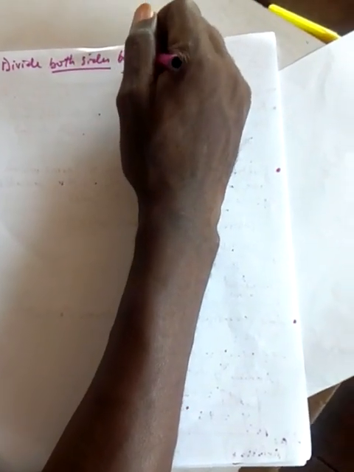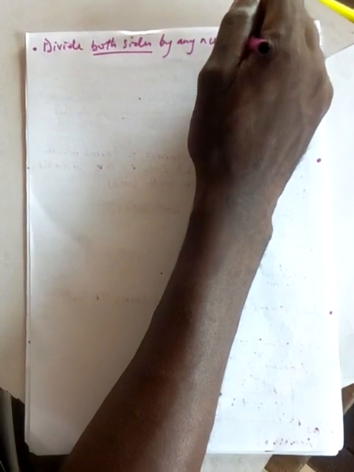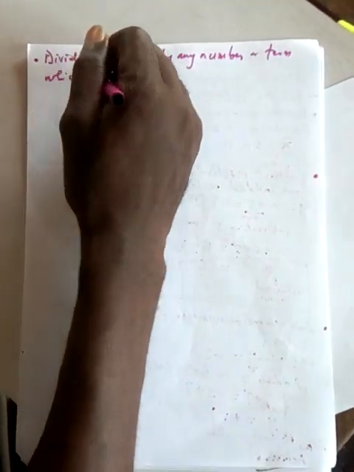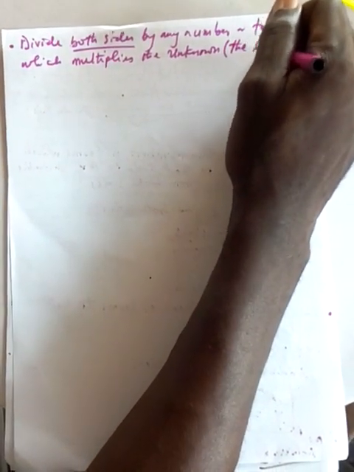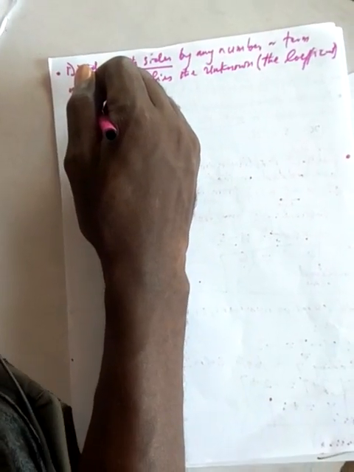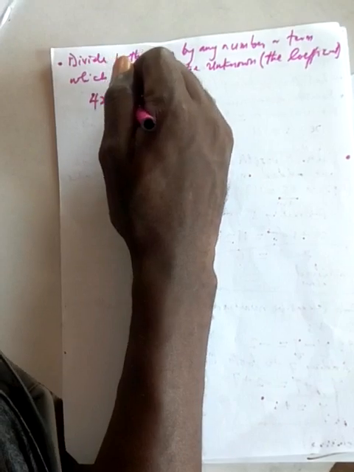Remember, it has to be both sides. Divide both sides by any number or term which multiplies the unknown, that is, the coefficient. So this is what we have. For example, if we have 4x equals 24.